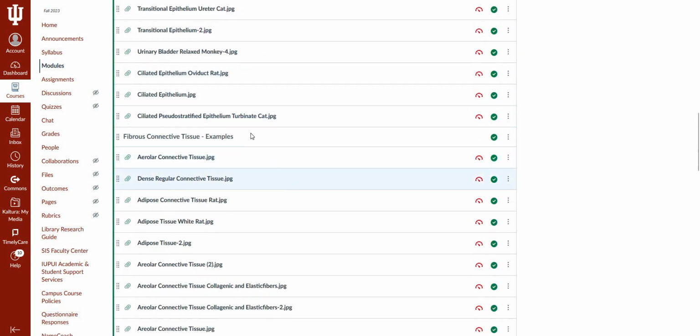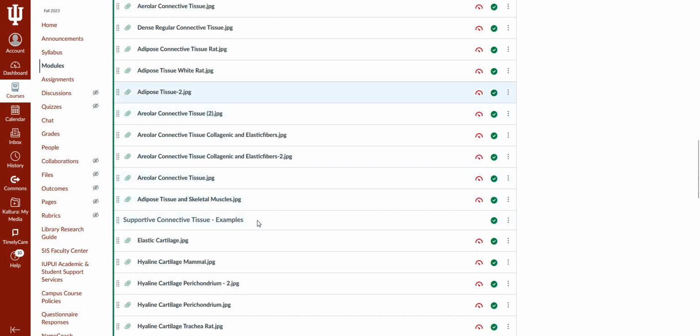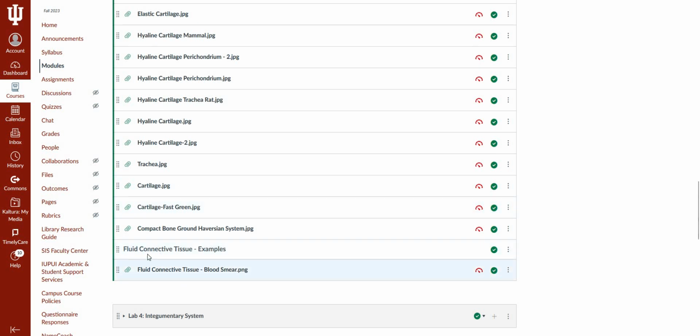So if you're really struggling with fibrous connective tissue after today, look at these images. Go through them. This is exactly what you'd see under a microscope. So practice identifying these types of tissue and the components that we'll talk about over the next couple of minutes. Same thing for supportive connective tissue. And then we have just one example of fluid connective tissue, a blood smear.